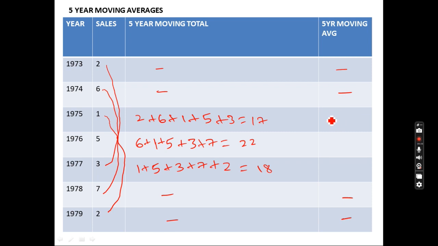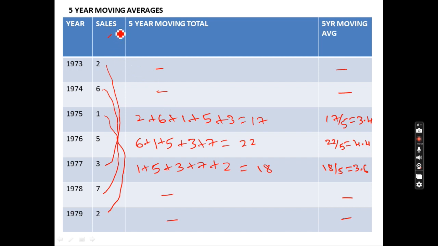So how did you get this 17? By adding the 5 values. Now divide by 5 and you will get 3.14. And how did you get this 22? By adding the 5 values. Okay, so divide by 5 and you will get 4.4, and 18 divided by 5 is equal to 3.6. So these are the values.